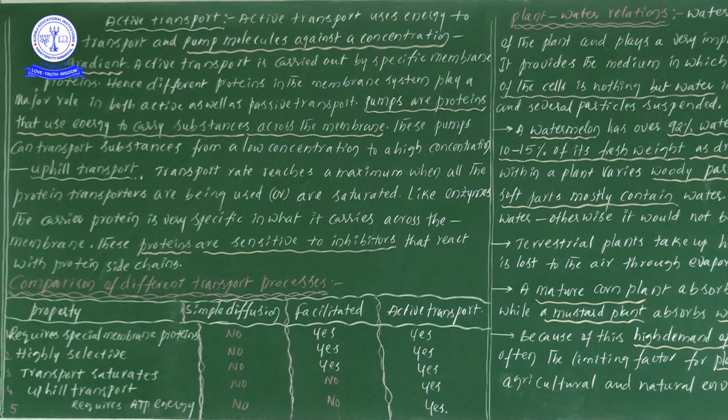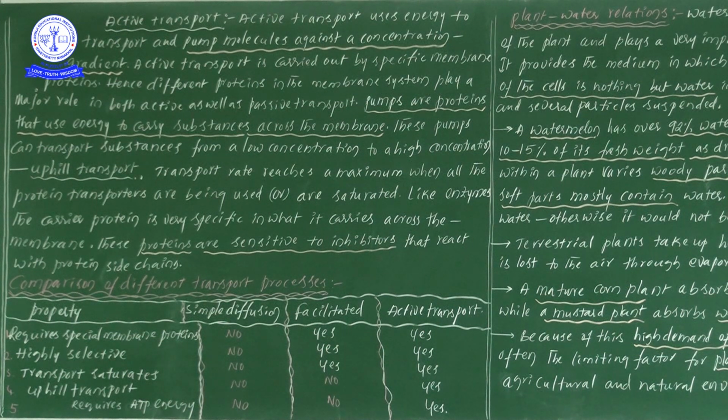There we have to understand whether one protein type, or one and only one protein, carries out both kinds of mechanisms at a time. Once you see, different proteins in the membrane system play a major role in both active as well as passive transport.